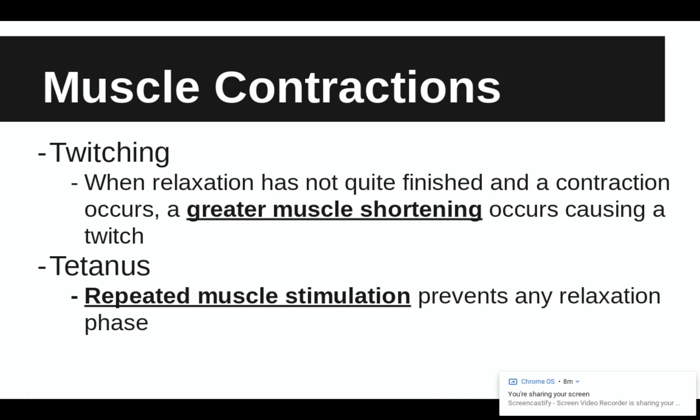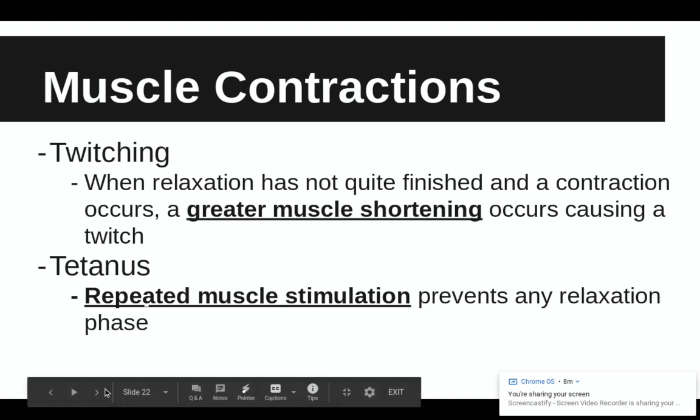There's twitching of muscles: when relaxation is not quite finished and the contraction occurs, a greater muscle shortening occurs, causing a twitch. And then tetanus is repeated muscle stimulation. It prevents any relaxation, and so then your muscles get tight and sore.